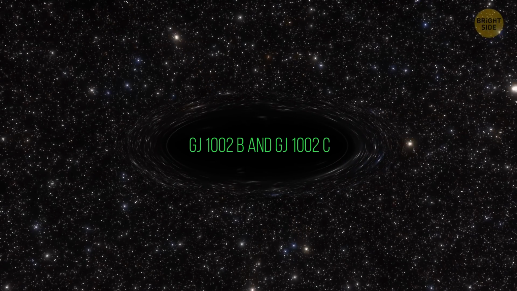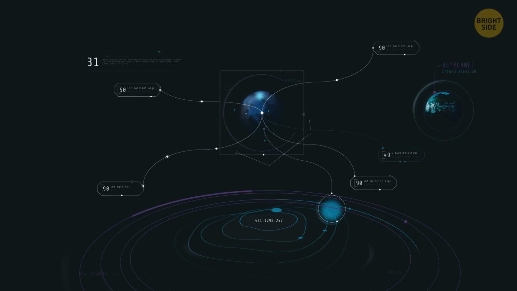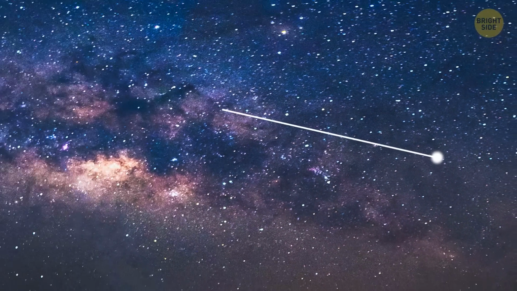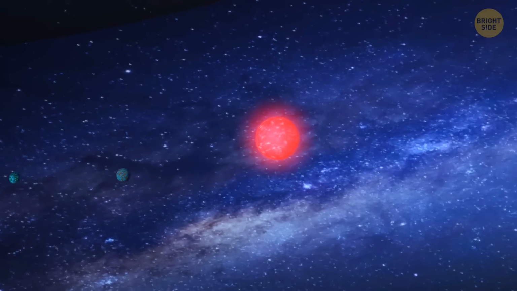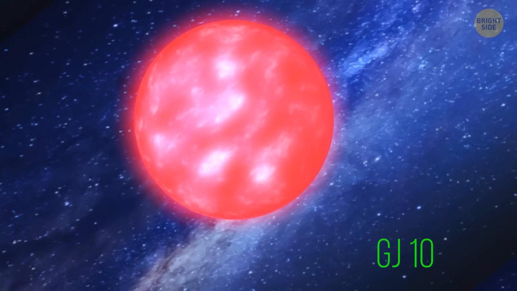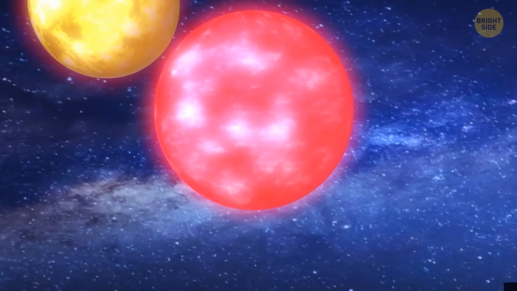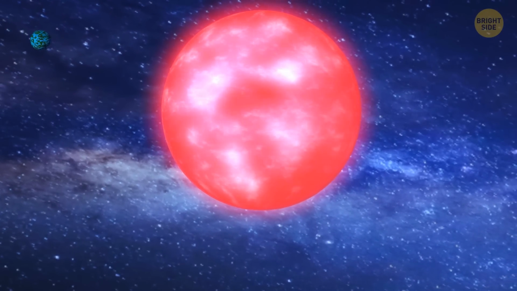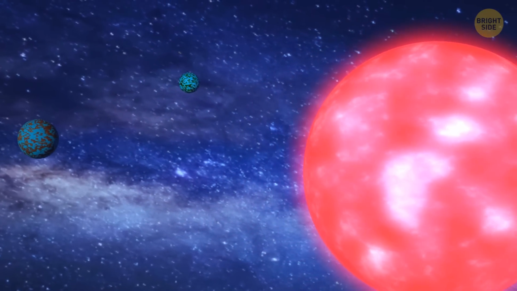GJ1002b and GJ1002c. An international team of scientists, led by researchers at the Instituto de Astrofísica de Canarias, has found two Earth-like planets just 16 light-years away from our solar system. They both orbit a red dwarf star called GJ1002. Our sun is a yellow dwarf, which means that GJ1002 is much cooler and fainter than our own sun. But that's okay. Both planets are very close to its star, so it shouldn't be too cold or dark on them.